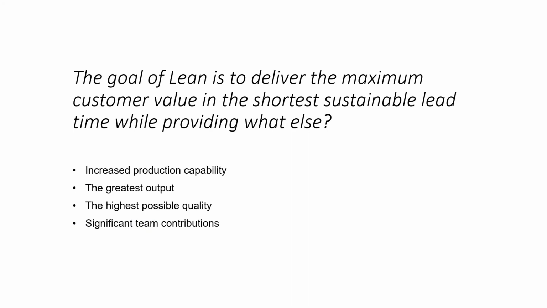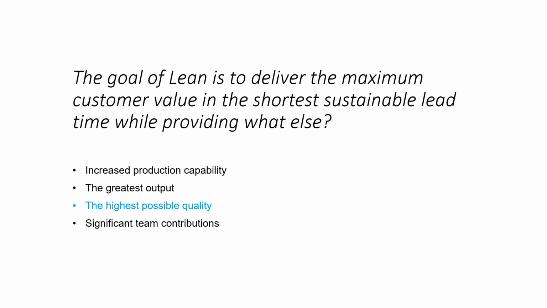The next question is, the goal of Lean is to deliver the maximum customer value in the shortest sustainable lead time while providing what else? Okay, so think about it. What could be the right answer here? When we talk about SAFe or Agile, I think the most important factor is how we can add value in each sprint, in each iteration. So the right answer, I'm sure you might have guessed it correctly, is the highest possible quality, because quality is the most important thing. Value.